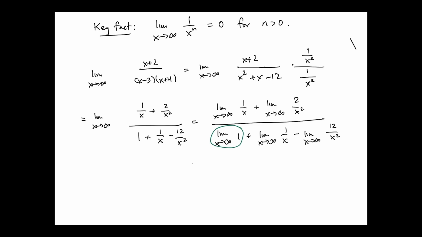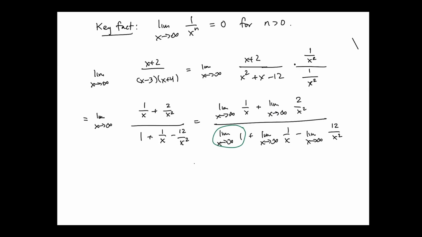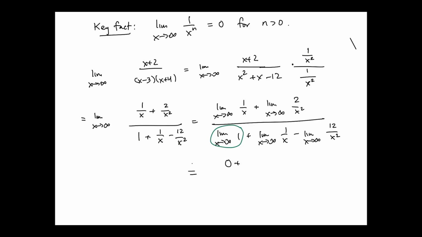Okay, do we need to be brilliant mathematicians to know what that limit is going to be? Because it's a constant, right? Limit of a constant is itself. Okay, so what do I get here? I get 0 plus 0 over 1 plus 0 plus 0, and that equals what? 0. Okay?